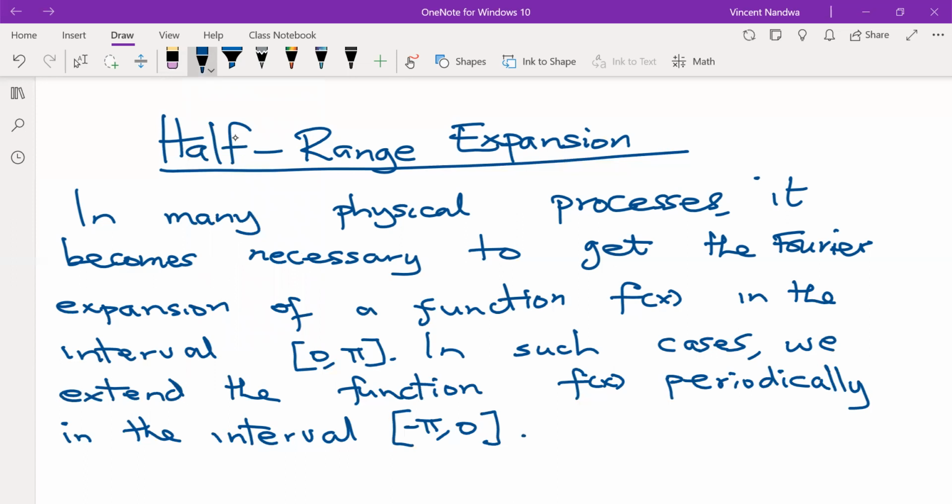So we are saying that in many physical processes, it becomes necessary to get the Fourier expansion of a function in the interval 0 to pi. But in such cases, we can extend the function in a periodic manner to the interval negative pi to 0, so that the extension can allow us to carry out either Fourier cosine series expansion or Fourier sine series expansion.